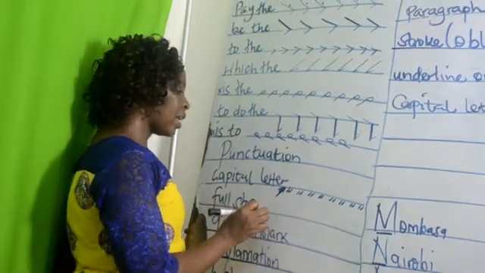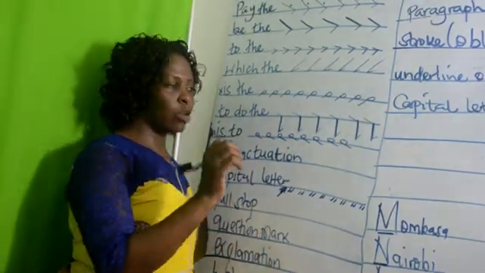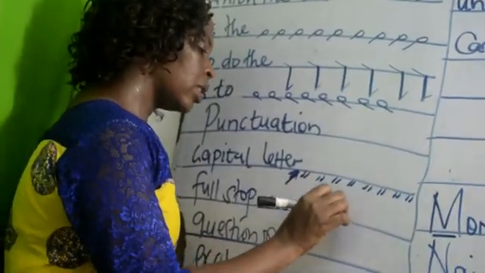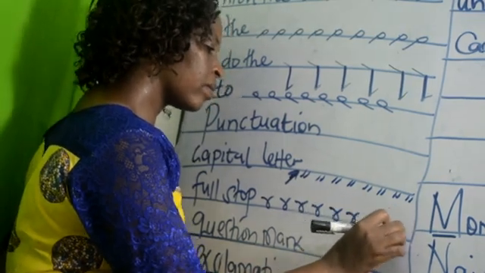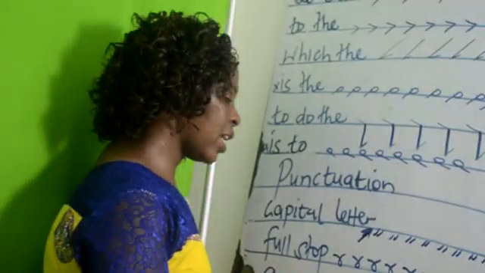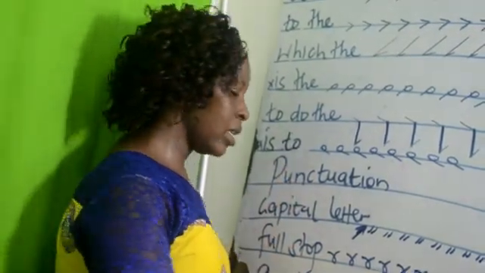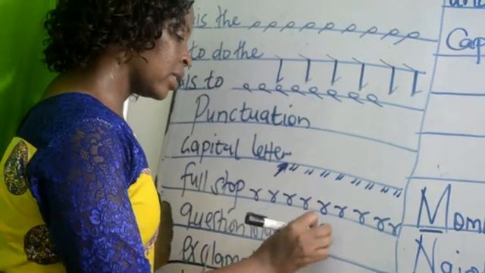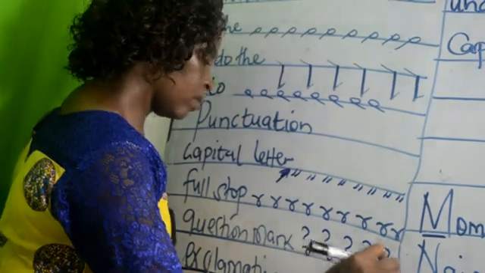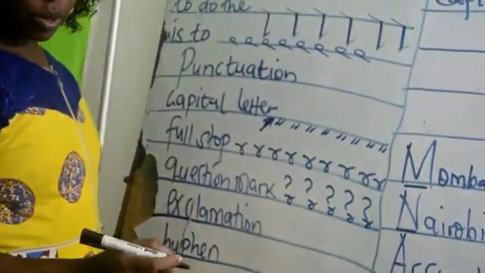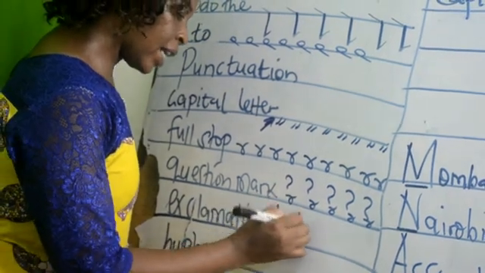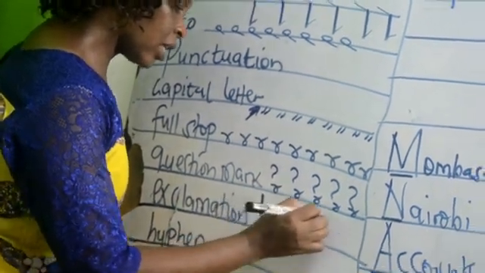Then to show that the sentence ends there, to show the full stop, in shorthand this is how we drill it. The full stop is drilled like this. And then to show that the sentence is a question mark, there is a question mark at the end of the sentence, you indicate it like this. The question mark is like this. You drill as many times as you can in order to increase your speed. Then we have exclamation mark. Exclamation mark is drilled using this sign.